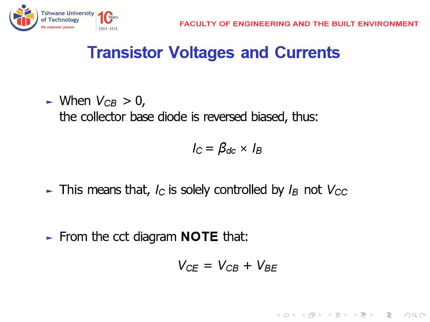When VCB is greater than 0, the collector base diode is reverse biased. Thus, the collector current IC is equal to beta multiplied by IB. This means that IC is solely controlled by IB, not VCC. From the circuit diagram, note that VCE is equal to VCB plus VBE.